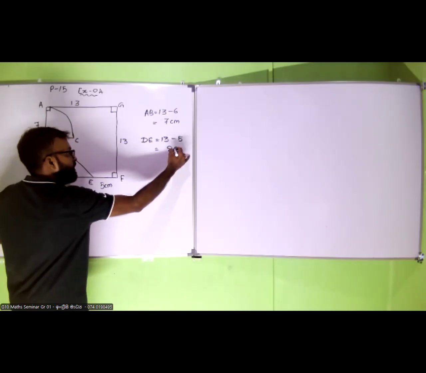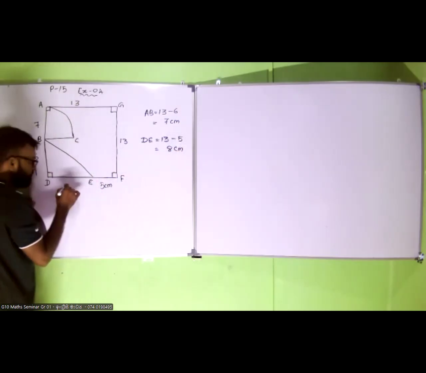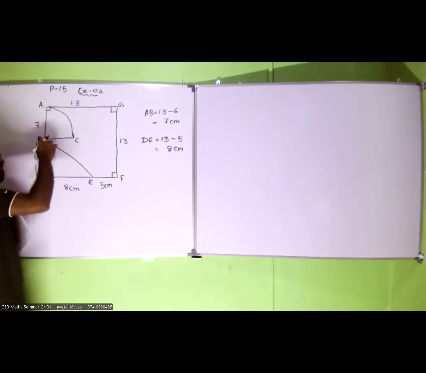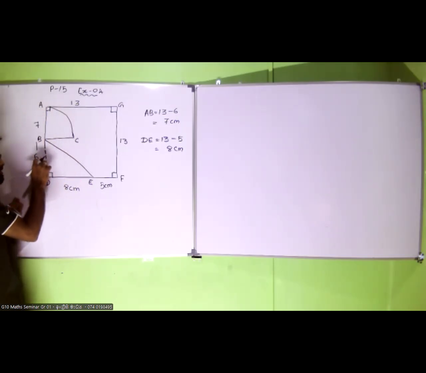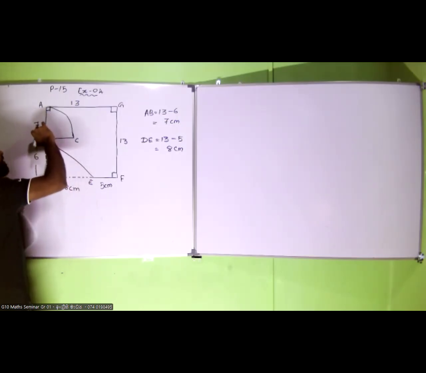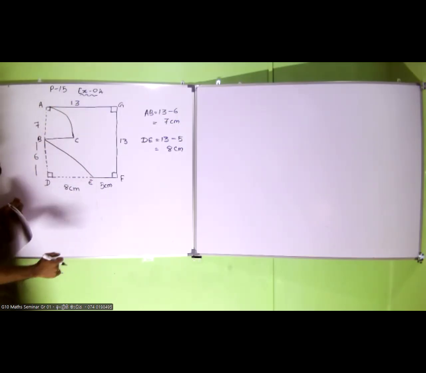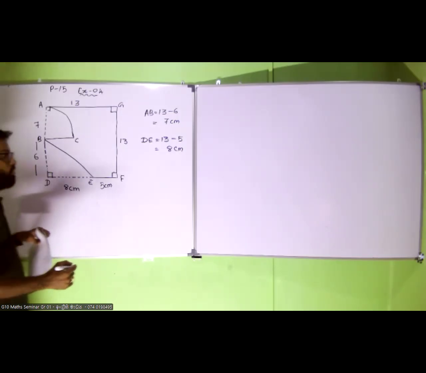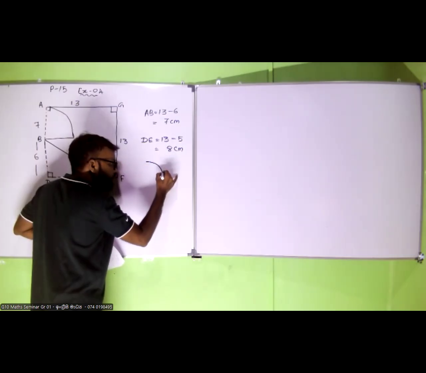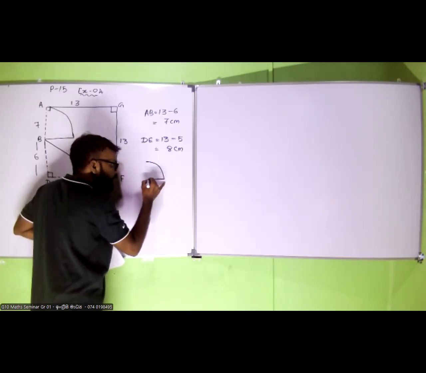8 centimeters. And if you remove this right angle triangle and this quadrant of a circle, these things are dashed lines, never dash. So the remaining part that you have to find the perimeter of is something like this.